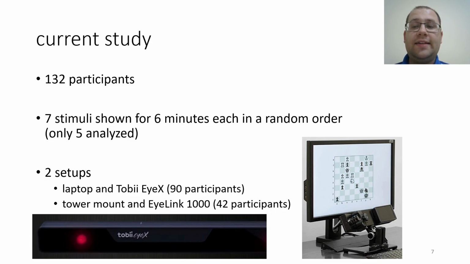We collected eye gaze data and mind wandering reports from 132 students while they viewed 7 stimuli in a random order for 6 minutes each. We used 2 different eye tracking setups. The first used a Tobii IX eye tracker affixed below a laptop. The second consisted of a monitor, an iLink 1000 eye tracker, and a tower-mounted headrest spaced 60 centimeters away.